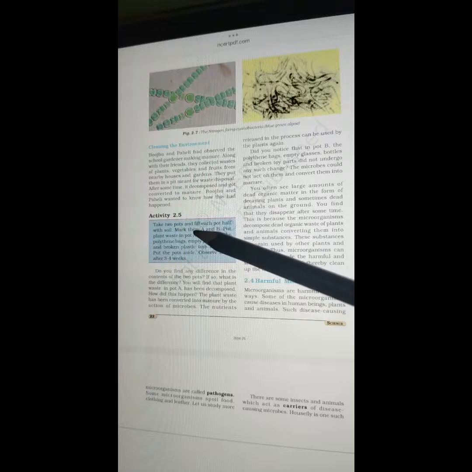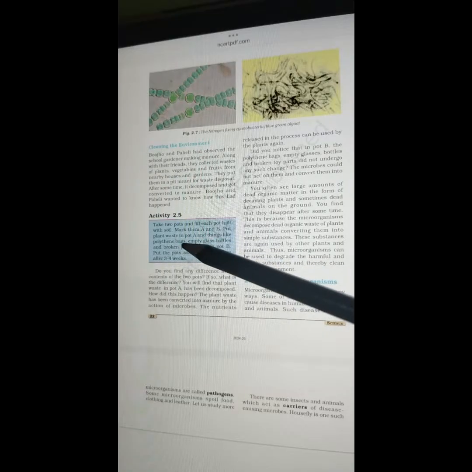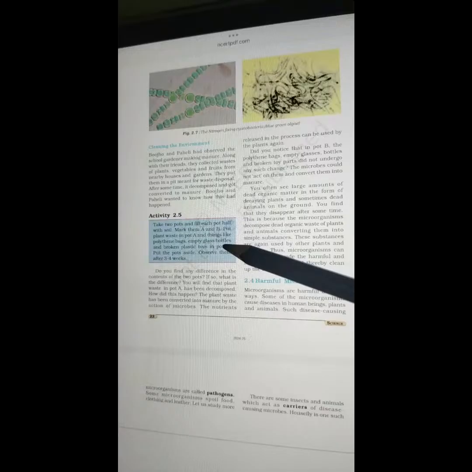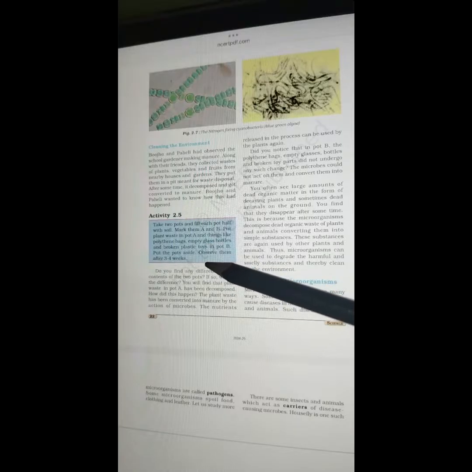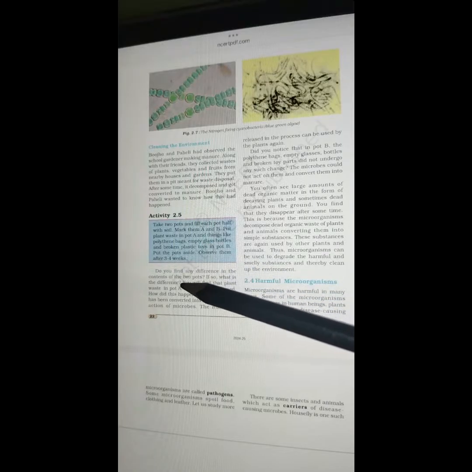Activity 2.5. Take two pots and fill each pot half with soil. Mark them A and B. Put plant waste in pot A and things like polythene bags, empty glass bottles, and broken plastic toys in pot B. Put the pots aside. Observe them after 3-4 weeks. Do you find any difference in the contents of the two pots? If so, what is the difference?